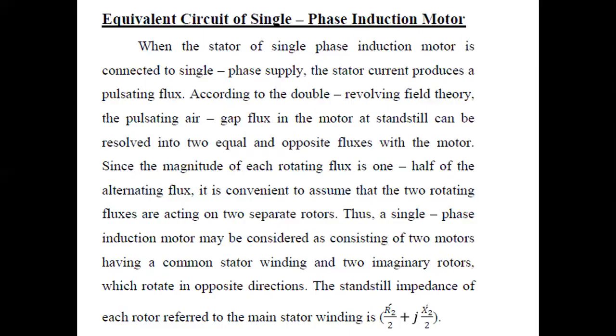Since the magnitude of each of the fluxes is half of the alternating flux, it is convenient to assume two rotating fluxes acting on two separate rotors. Thus, the single-phase induction motor can be considered as consisting of two motors having a common starter winding and two imaginary rotors which rotate in opposite directions. At standstill, the impedance of each rotor referred to the main starter winding is R2 over 2 plus jX2 over 2.